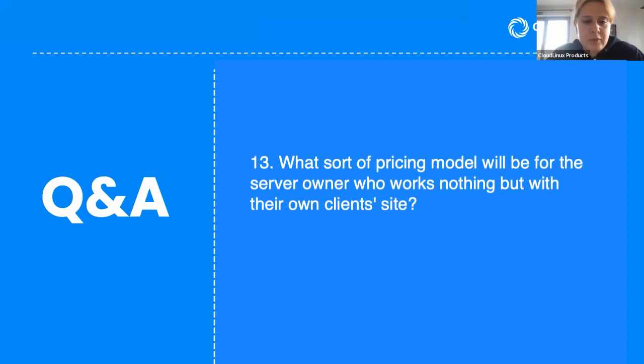What sort of pricing model would you work for the server owner that works with nothing but their own client sites? So say a design agency that has a server and all of the sites on the server belong to the same agency. I assume that that's correct. I'll go with that. So in that case, it's still a per site license. I mean, the value would still be there per WordPress website.